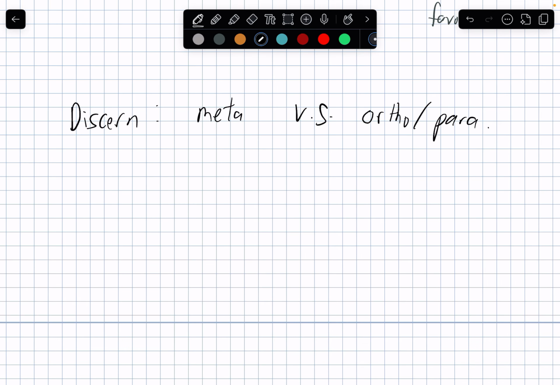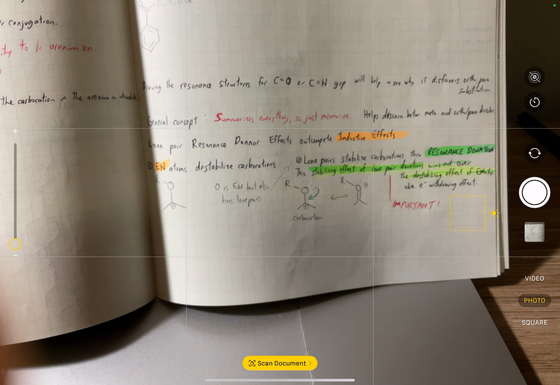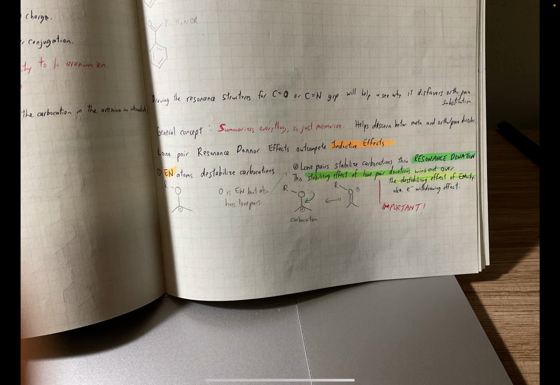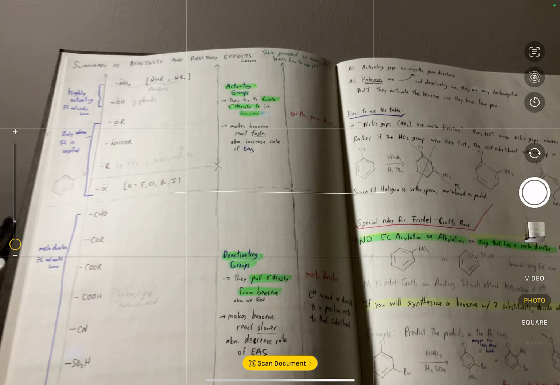So, lone pair donor resonance. Donor effects outcompete inductive effects. Let's make it fast. I'll get to this tomorrow. I don't really get this part yet, to be honest. If it takes me a while to teach it properly, that's already a sign that I'm not ready for that topic yet. But for the rest, it's pretty much just a highway.